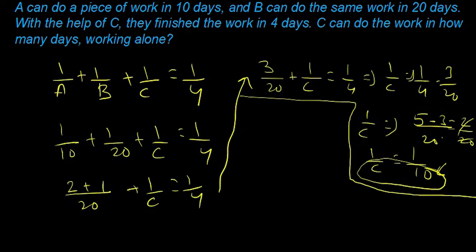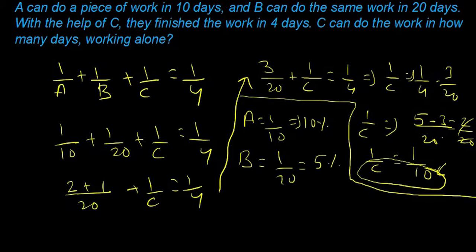Another method you can use is the percentage method. As you can see, A can complete the work in 10 days. So in terms of percentage, 1 by 10 is 10%. And in terms of percentage, 1 by 20 is going to be 5%. It is given that the total work is done in 4 days, and 4 days is going to be 25%.